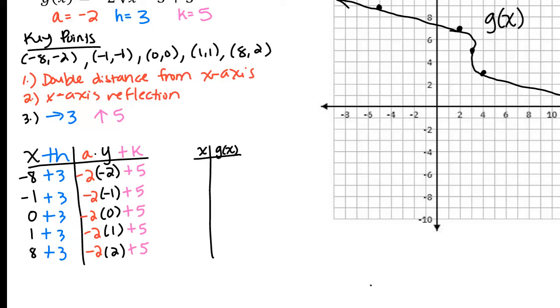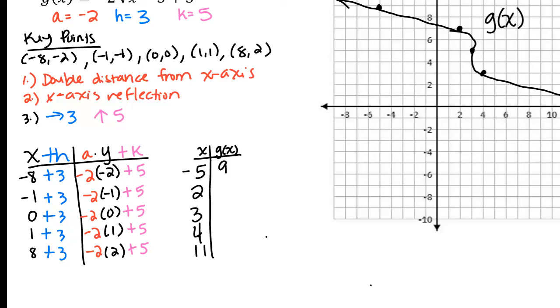Now I just do my calculations. So what is -8 plus 3? -5. So I'll put -5 here. -1 plus 3, or 3 minus 1, gives you 2. 0 plus 3 is 3, 1 plus 3 is 4, and 8 plus 3 is 11. For my y's now, -2 times -2 will give us +4, and 4 plus 5 gives you 9.